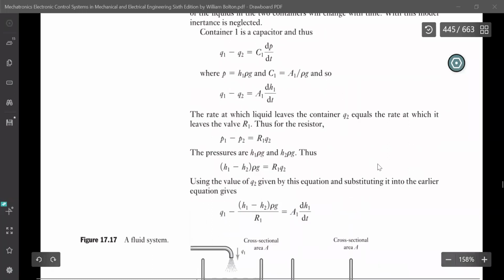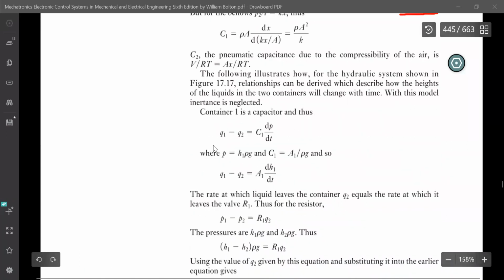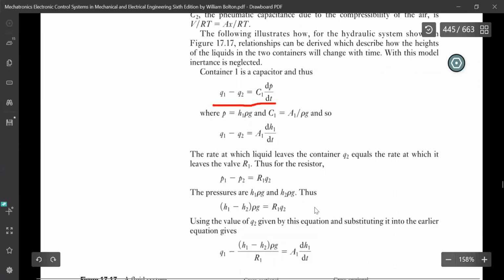So Q1 minus Q2, which we already have done, is for the first system, the capacitor. Q1 minus Q2 is C1 dP by dt. Again, this is a liquid system, so you need not worry about the mass flow rate. Where P1 is equal to H1 rho G and C1 is equal to A1, these formulas have already been proved. So replacing these formulas over here, Q1 minus Q2 is equal to A1 dH1 by dt.